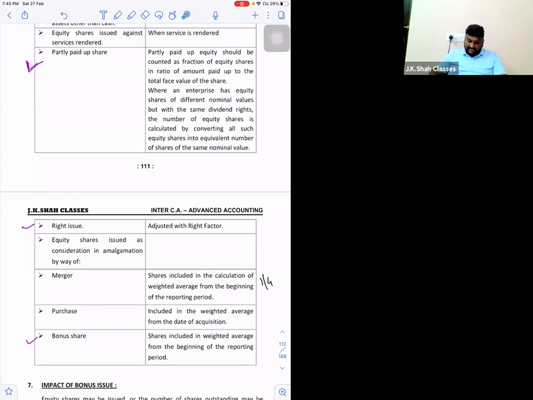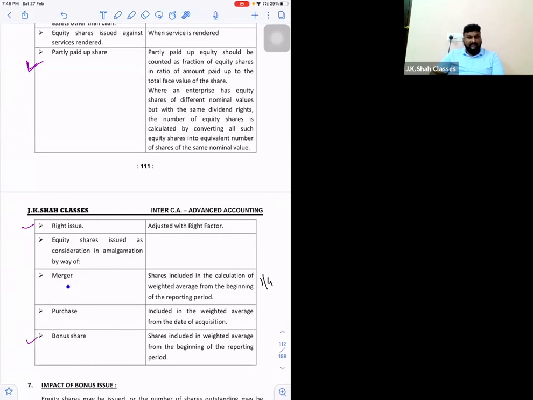You will consider the shares outstanding from the date of acquisition. Date of acquisition means the date when you acquired that company. So when you acquired that company, you will issue the shares. So technically from the date of acquisition, you will consider the shares to be outstanding. So if the acquisition takes place on 1st October, the shares will be considered as outstanding from 1st October to 31st March. That is a 6 months period. If it is the purchase method.